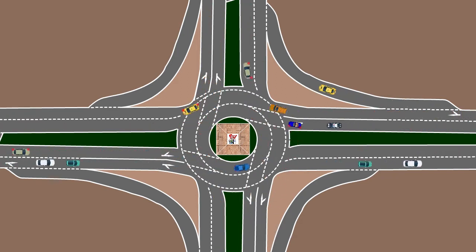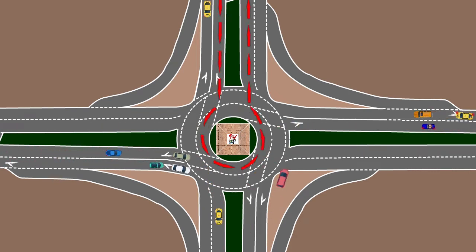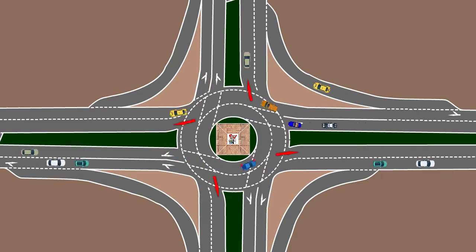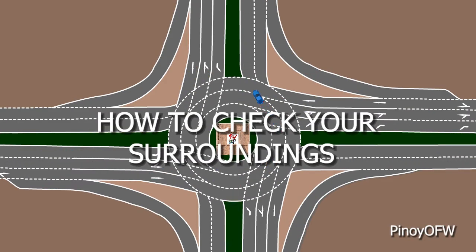If you use the second lane for merging to go straight, the exit point will also be on the second lane. If you use the first lane for merging, whether you want to go straight, left or U-turn, then the exit point will be on the first lane. How to check your surroundings.